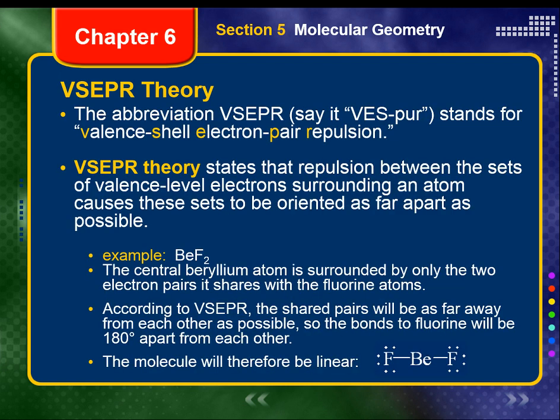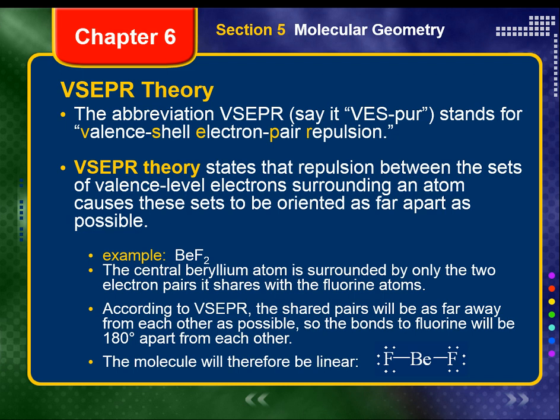The abbreviation VSEPR stands for valence shell electron pair repulsion, referring to the repulsion between pairs of valence electrons of the atoms in the molecule. VSEPR theory states that repulsion between the sets of valence level electrons surrounding the atom causes these sets to be oriented as far apart as possible. How does this assumption that electrons in molecules repel each other account for the molecular shapes?